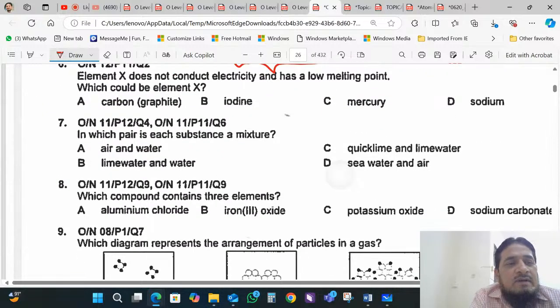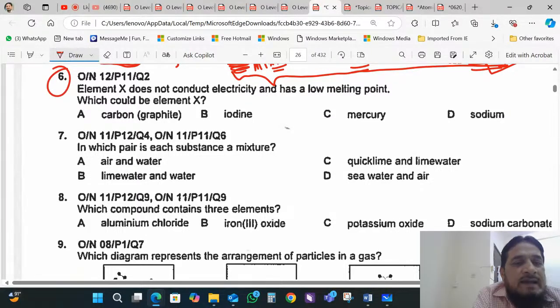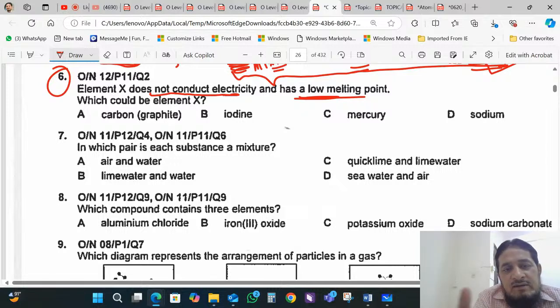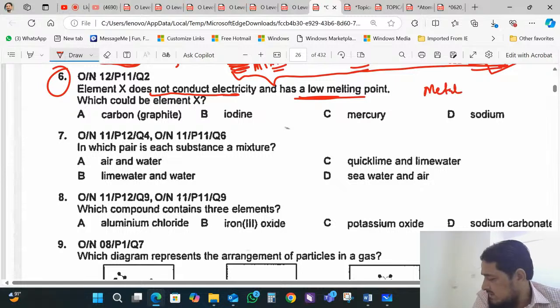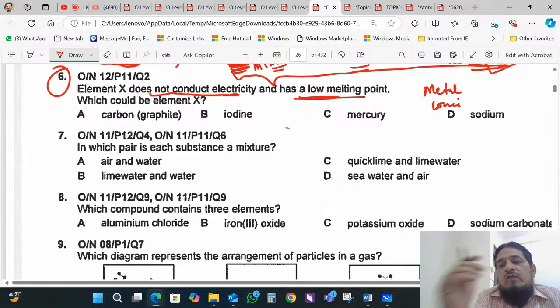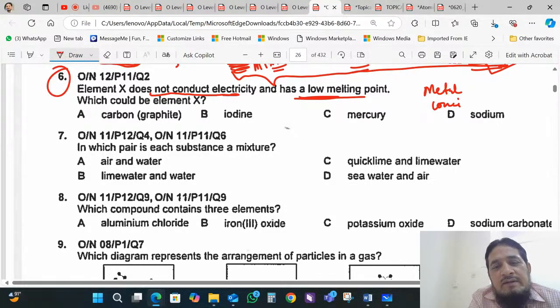Then the next question, I am doing the sixth one. Element X does not conduct electricity and has a low melting point. So there are two things. He is saying it does not conduct electricity. In this, we have studied different types of substances: metals, ionic compounds, covalent compounds, then diamond and graphite, and the metal, silicon dioxide.